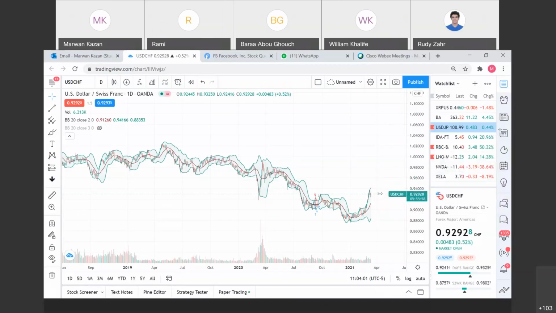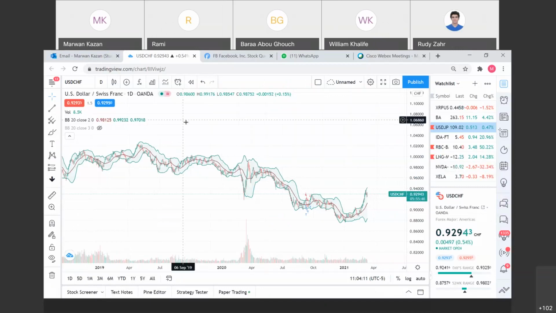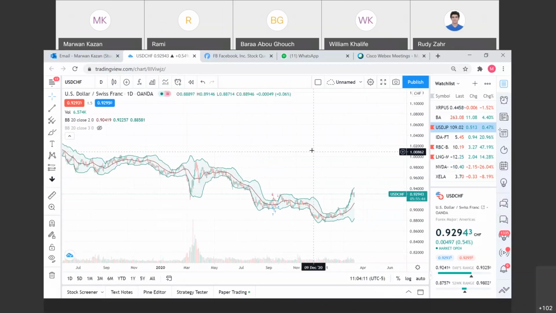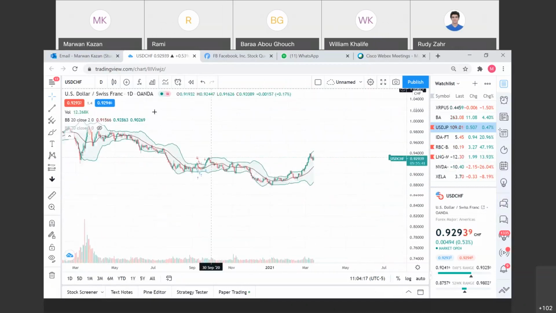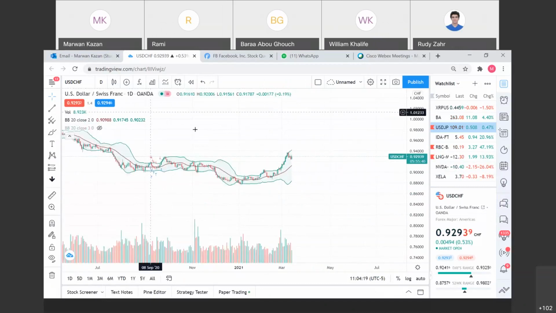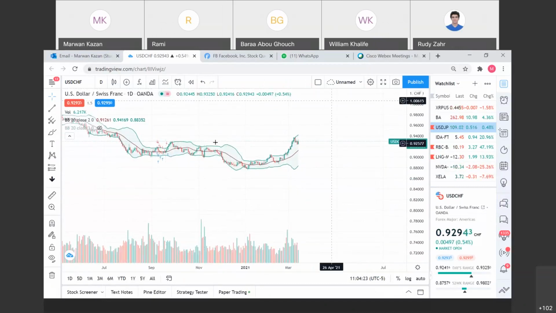TradingView is the software used mainly for charting and for usage of indicators. So let's see the first indicator. Let's get familiar with this.